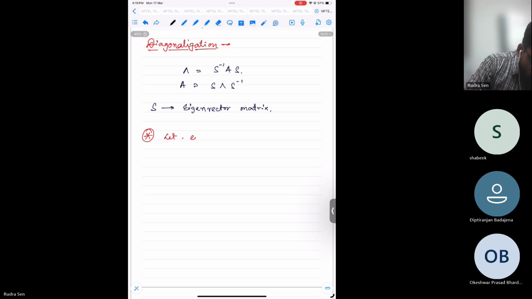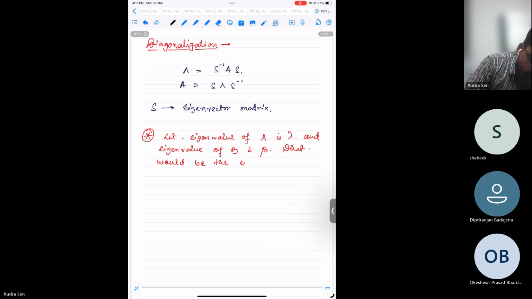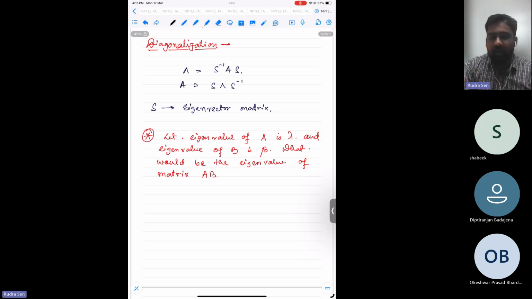So let the eigenvalue of A be lambda and the eigenvalue of matrix B be, let's say, beta. Okay. So what would be the eigenvalue of matrix A multiplied with B, AB?